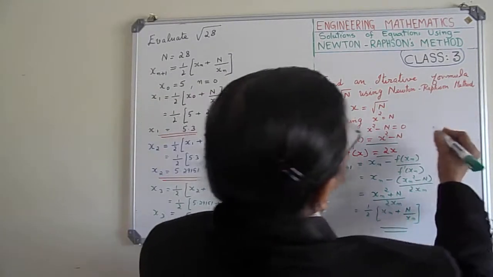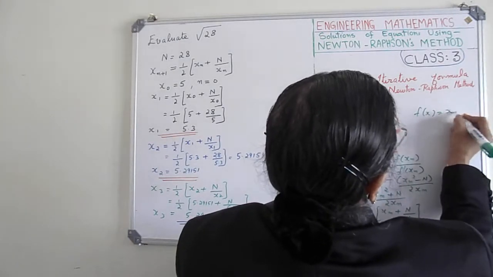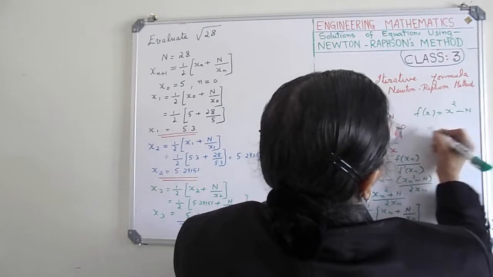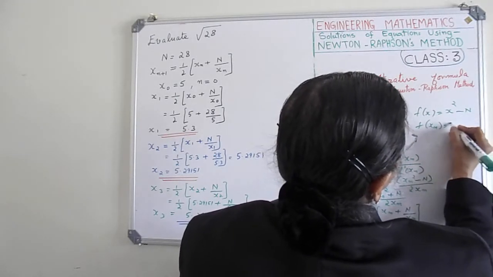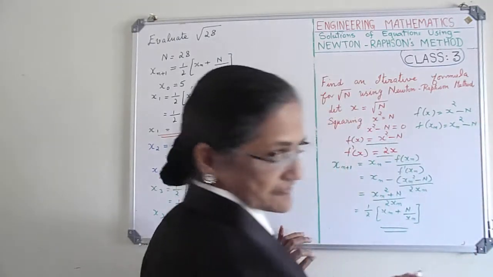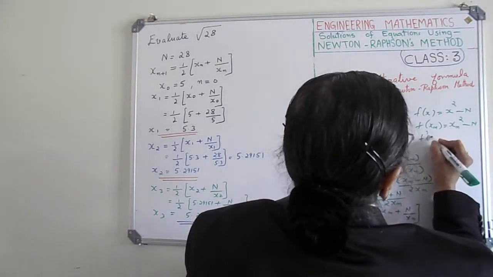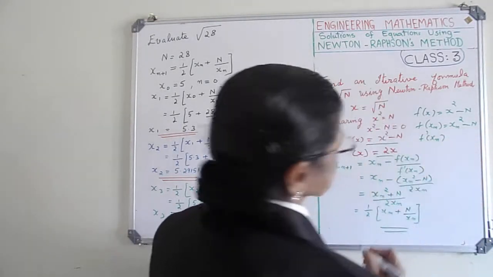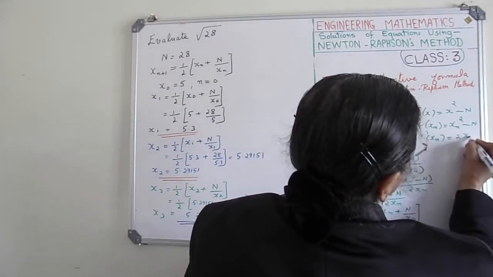Here what is f of xn? We have f of x is equal to x square minus n. Now find f of xn. f of xn is equal to xn square minus n. This is our f of xn. Now f dash of xn. f dash of xn is equal to 2 times xn.